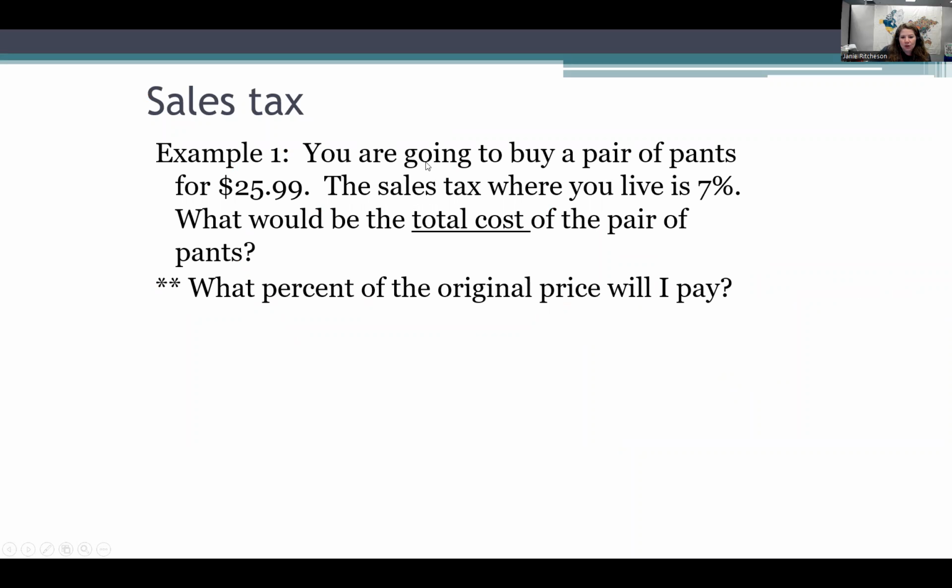All right, you are going to buy a pair of pants for $25.99. The sales tax where you live is 7%. What would be the total cost of the pair of pants? So what percent of the original price of the pants will I pay? I will pay 100% of $25.99. 100% of $25.99 is $25.99.